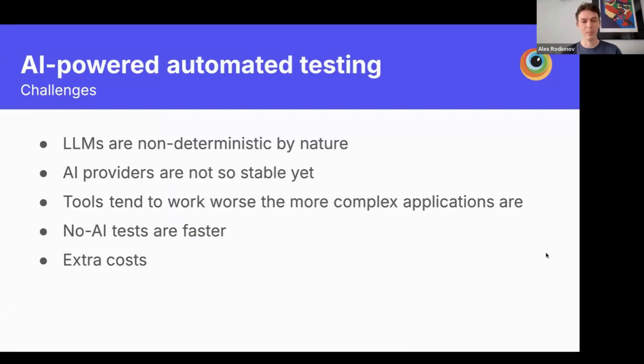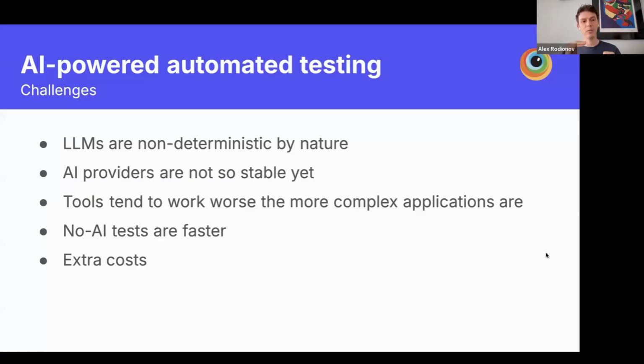LLMs are probabilistic machines. They're non-deterministic by nature. You can tweak some knobs. You can set temperature to 0, you can change top P, top K, and try to get it as deterministic as possible, but it will never be 100%. And that is a challenge by itself. We want our tests to be very stable. We don't want another source of flakiness, and LLMs are another source of flakiness.